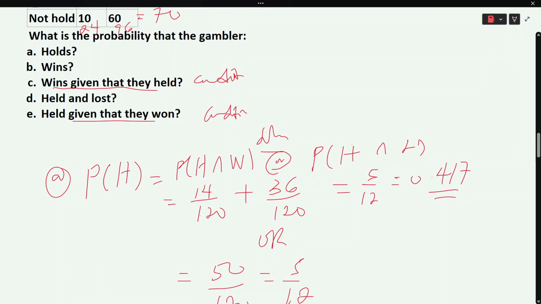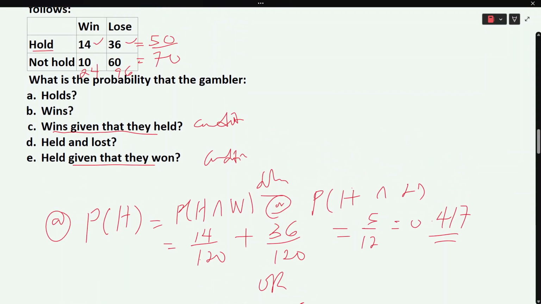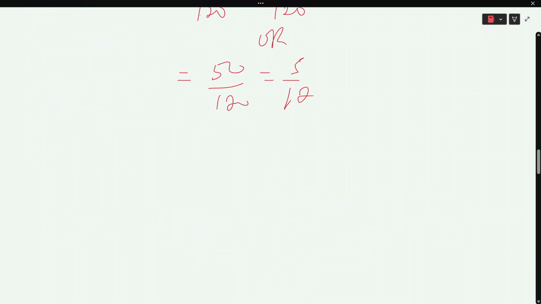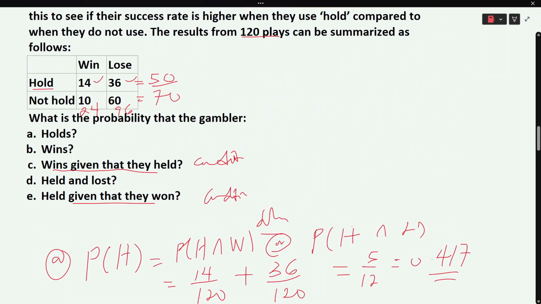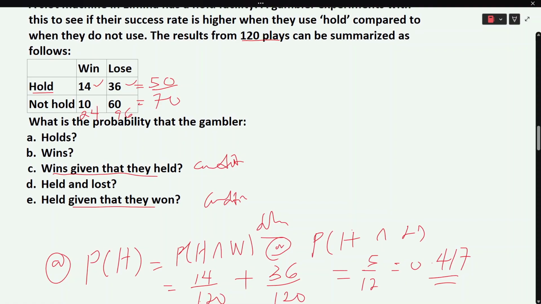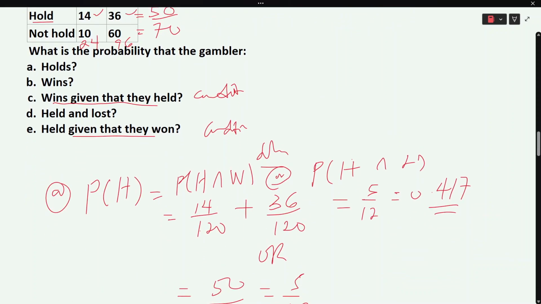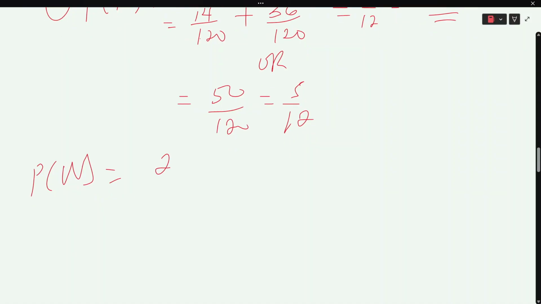All right. Now, what is the probability the gambler wins? Probability that you win. Let's come to it. So if you win, you can hold and win, or not hold. We have a total number of 24, 24 divided by 120, which is 1 over 5.